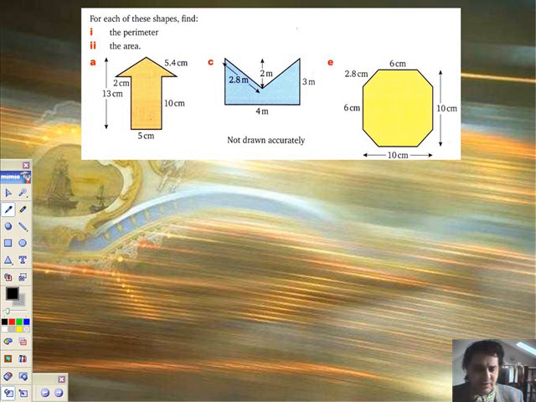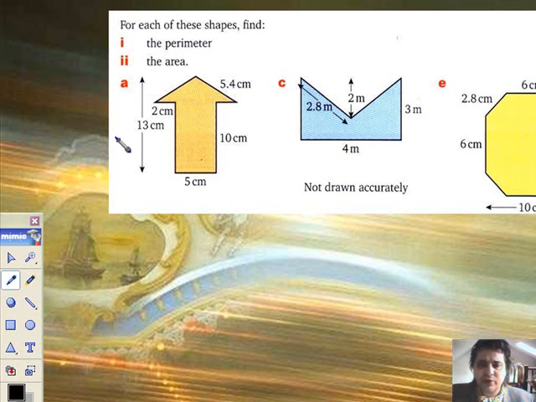Right, compound shapes continued. This is question 3, well, it's question 3A, C and E, chopped off the bottom two. Now the perimeter and area of each shape, as is usual, you stick in the bits that you need. So if that's 5.4, so is that 5.4. If that's 2, so is that. If that's 10, so is that.